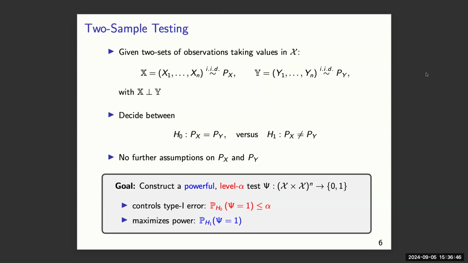And we want to design a test psi that satisfies these two properties. First, it controls the type 1 error at a given level alpha. Think of alpha as a small value like 0.05. Type 1 error is the probability of false alarms. So if the null is true, if Px is equal to Py, what is the probability that we end up deciding that Px is not equal to Py? That probability we want to control at alpha. And given that constraint, we want to maximize the power, or the detection probability. So if indeed there's a difference between Px and Py, we want to maximize the probability that we are able to detect that difference. Okay, so any questions about the problem statement?